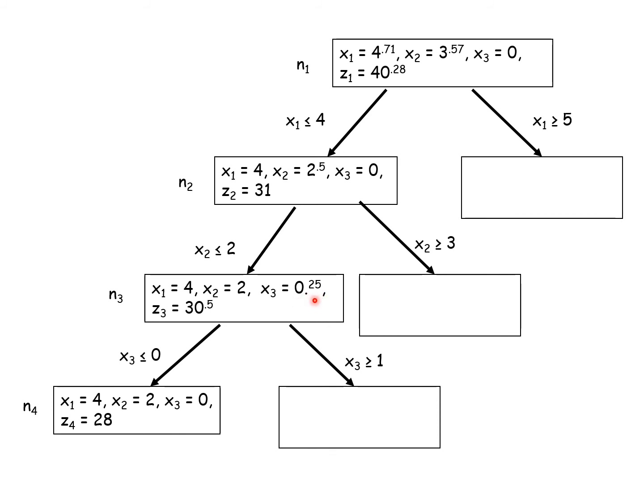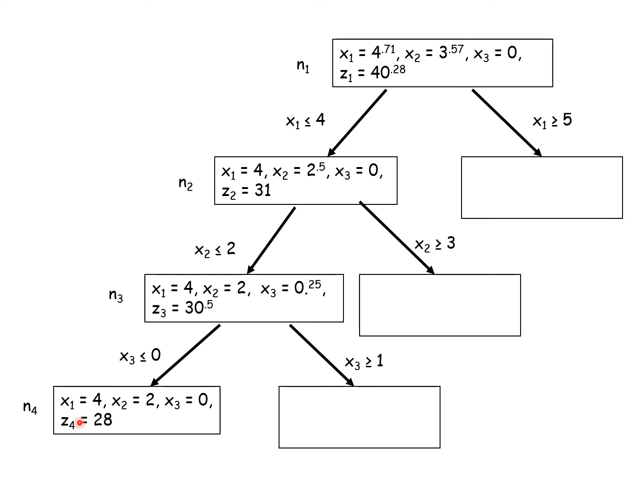And x3, so one branch is x3 less than or equal to 0, but we have x3 less than 0, and the other branch is x3 larger than or equal to 1. So I have this problem. Now I solve this problem as the fourth problem. Remember, I solved one problem, two problems, three problems, and this is the fourth problem I solved.